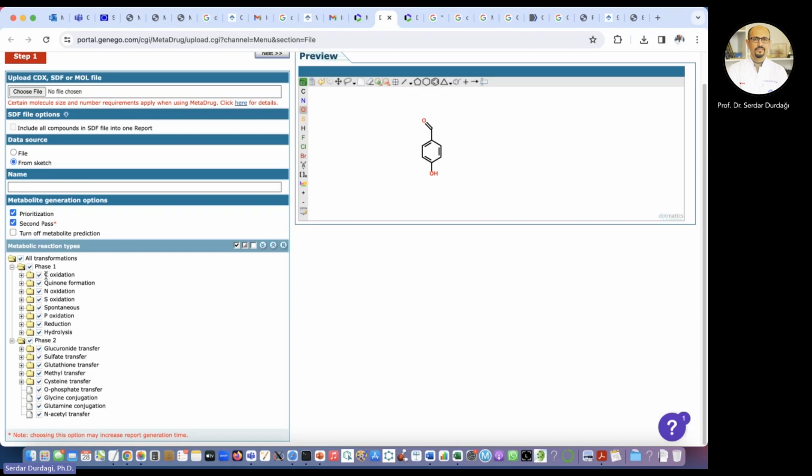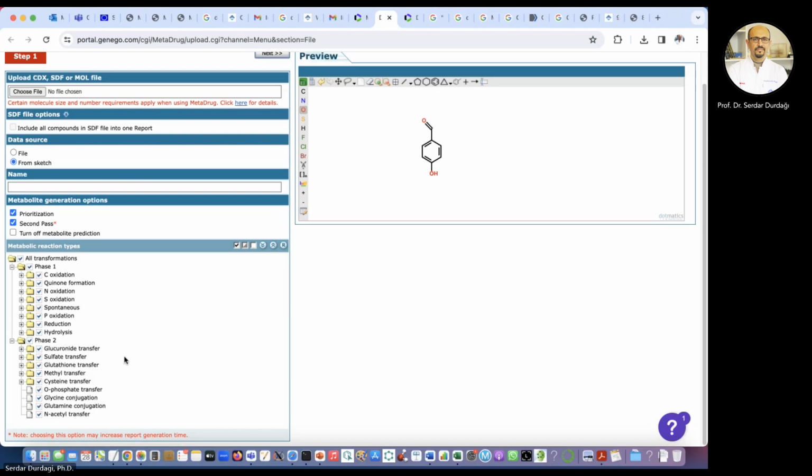In first pass metabolism, mainly oxidation and reduction reactions will be considered, but in the second pass mechanism, mainly the transfer of the glucuronide.